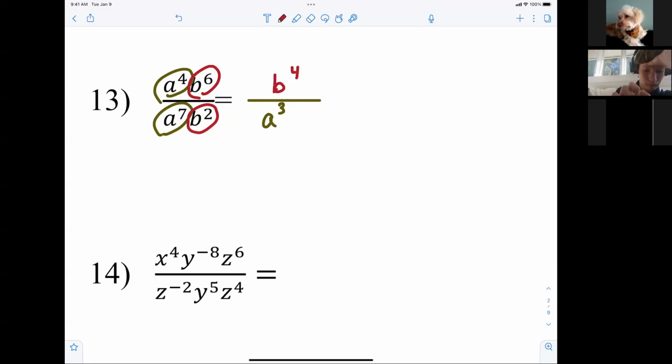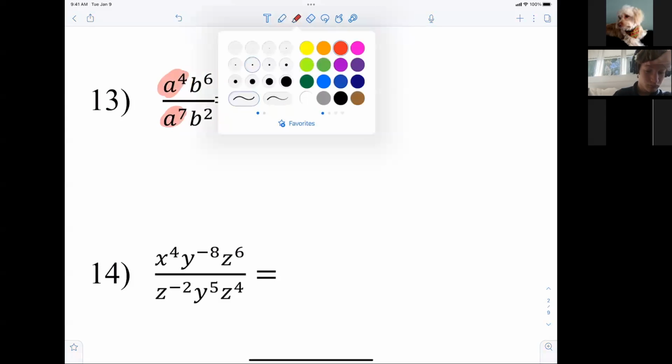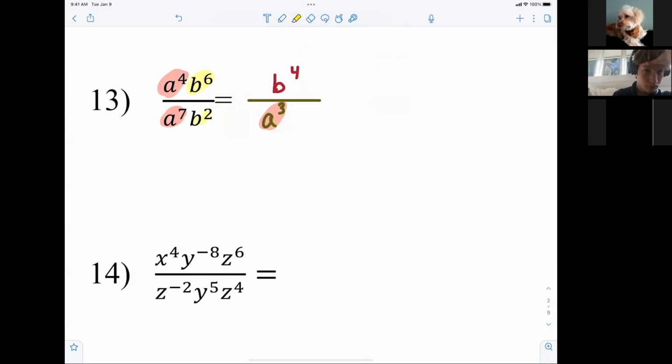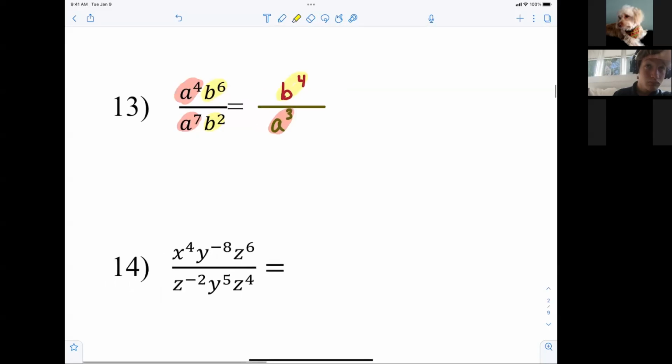Anybody? Yes. Does it matter which one is on top? Yes. Good question. How many A's are on the top? How many on the bottom? Because there are more on the bottom, you leave it at the bottom, right? And then the same thing with 6 B's and 2 B's. So there's 4 left on the top. What if it's equal? They cross out.